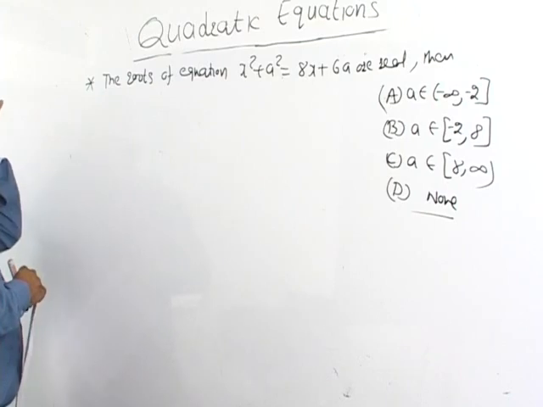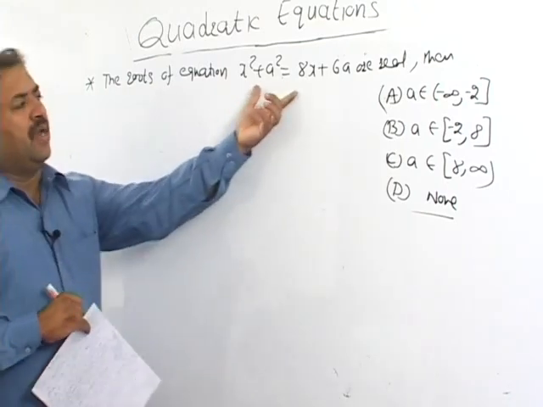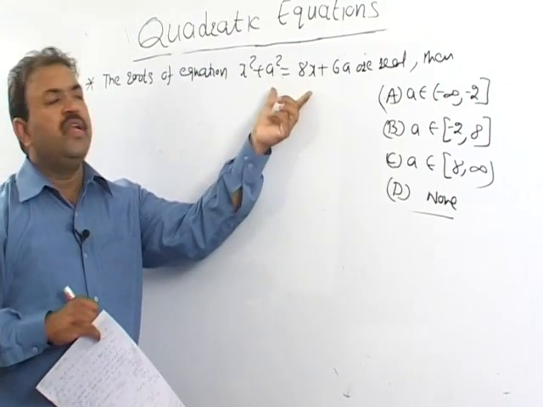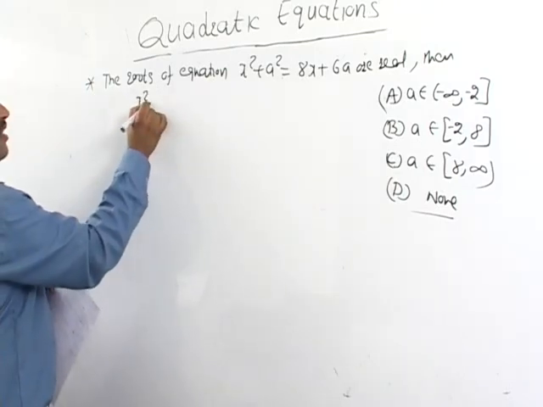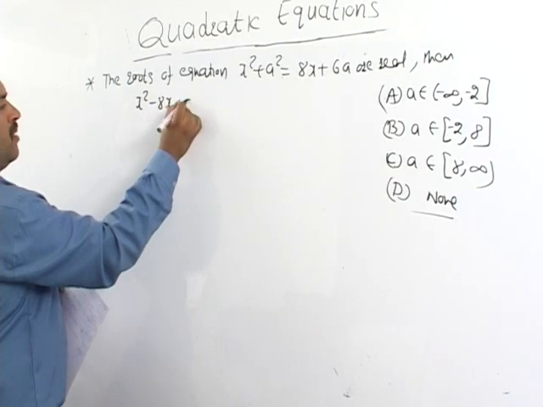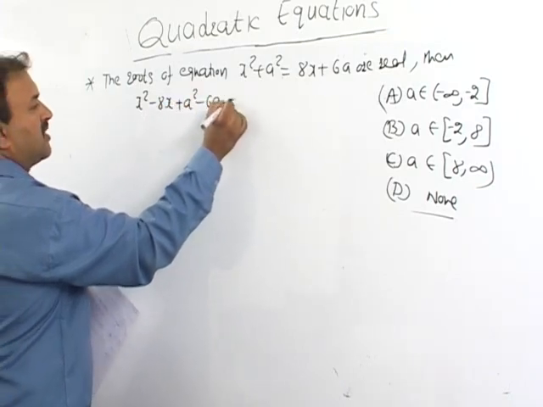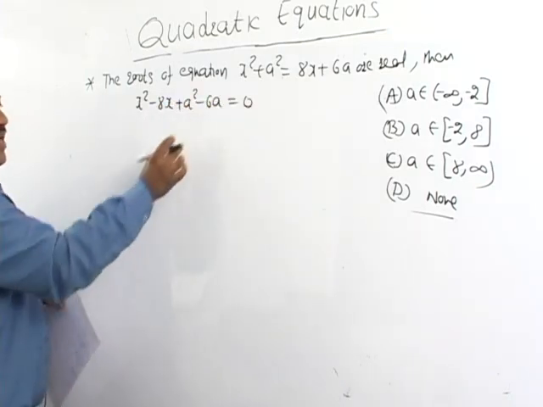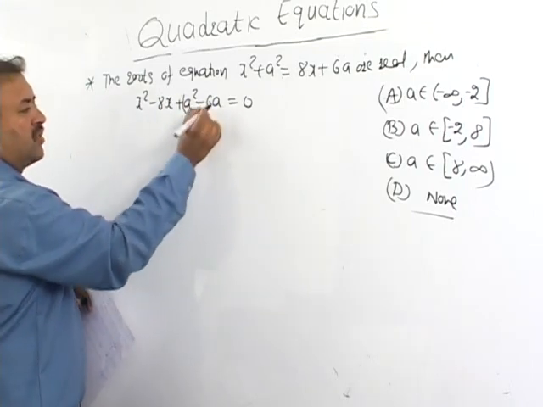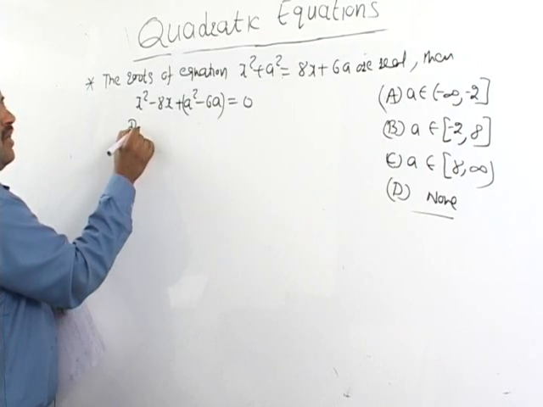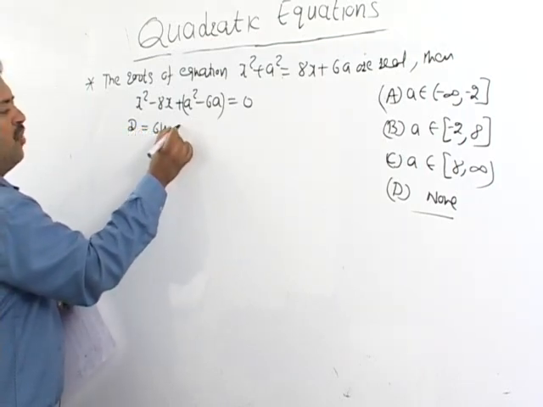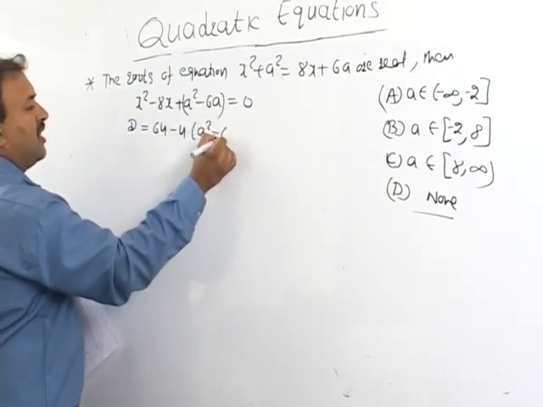Now we'll start with finding out the discriminant. First of all, we will rearrange this quadratic expression: x square minus 8x plus a square minus 6a is equal to 0. Here a square minus 6a will be a constant one. Now see, we will find out the discriminant. D is equal to 64 minus 4 (a square minus 6a).